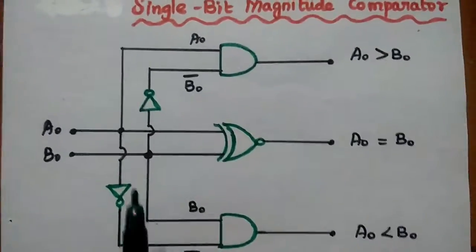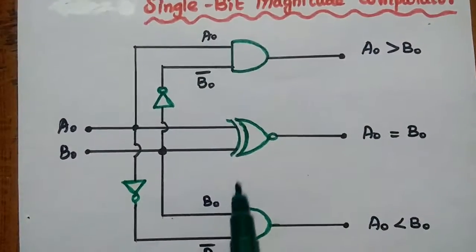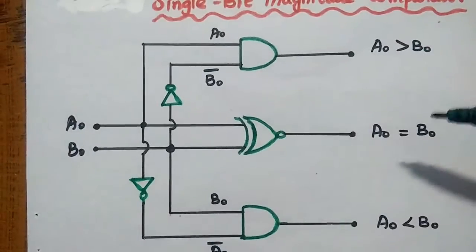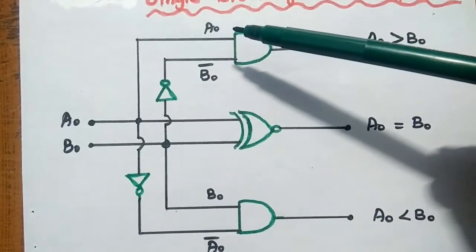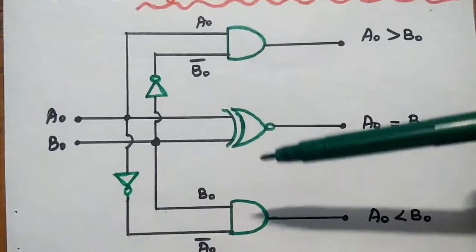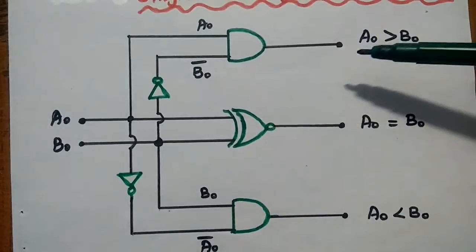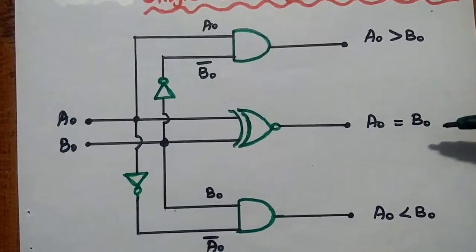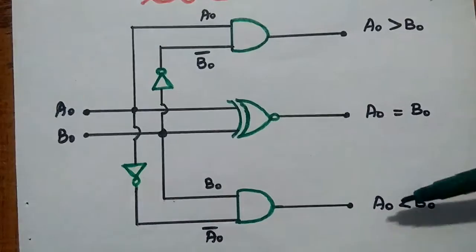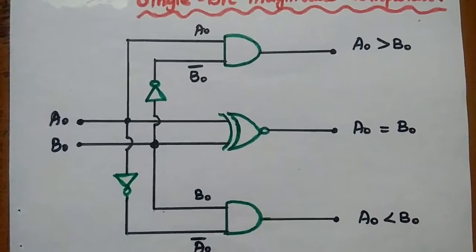Here we can see the single bit magnitude comparator diagram. Single bit magnitude comparator means we have three outputs like this. A naught is greater than B naught means the AND gate inputs are A naught, B naught bar. Just now we have discussed this. So we are combining all the gates together to form the single bit magnitude comparator. This is for A naught greater than B naught. This XNOR gate is for A naught equal to B naught. This AND gate is for A naught less than B naught. So this is the single bit magnitude comparator logic diagram.